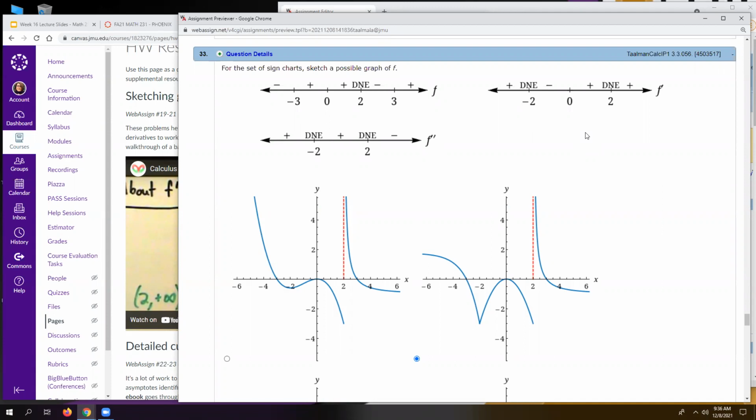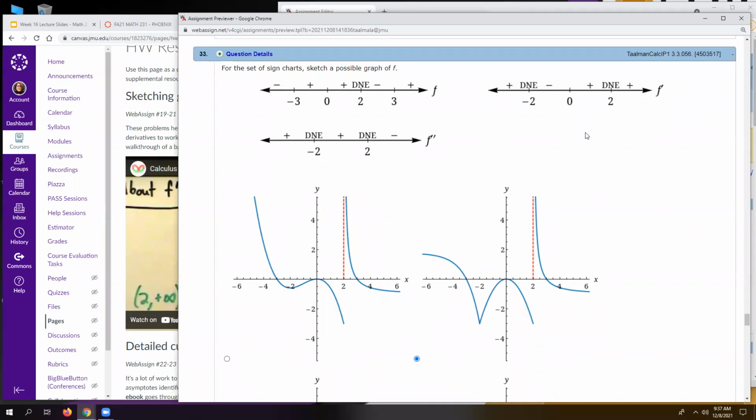Now, how to do this actual problem. What you need to do is that each number line gives you information about the function itself. So the first number line here, the one for f up here at the top, we see that something goes wrong with f at 2. So maybe it's an asymptote, maybe it's something else, maybe it's a hole, we don't know, right? Something weird is happening. Function is not defined there.